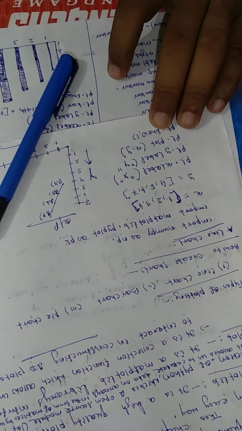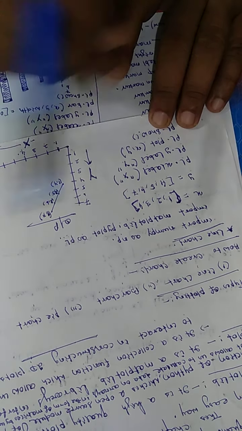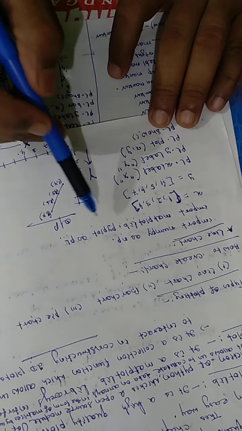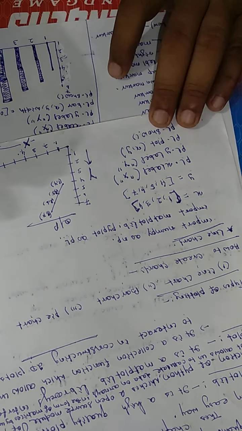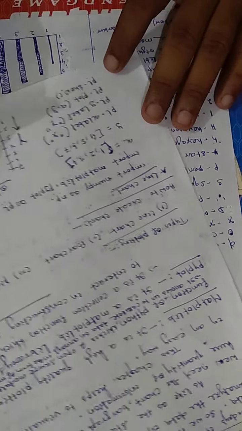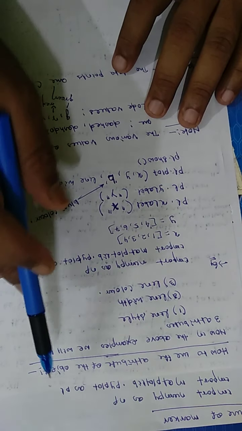In command prompt you will write install matplotlib, then automatically it will be loaded, and pyplot also will be installed. Okay, next your first page is over, next we'll go to the second page. How to use the attributes of the objects.